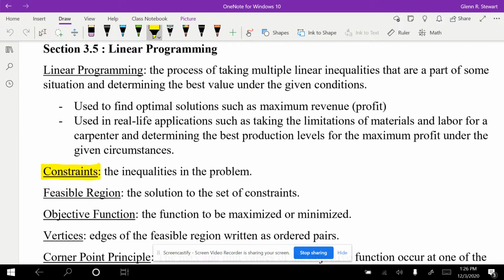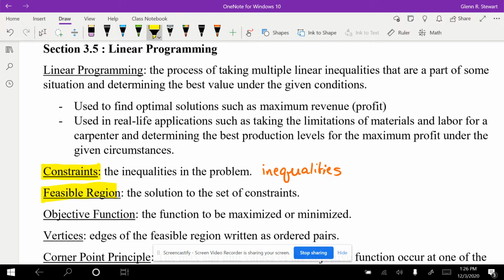For example, constraints. Constraints are really just the inequalities themselves. And you're going to notice with each of these, there's no less than 3. Get it? No, I said no less. No less than 3 inequalities for each of these. Okay.